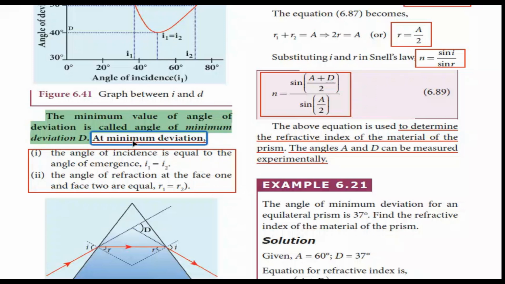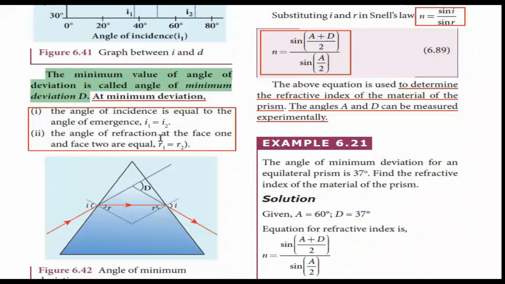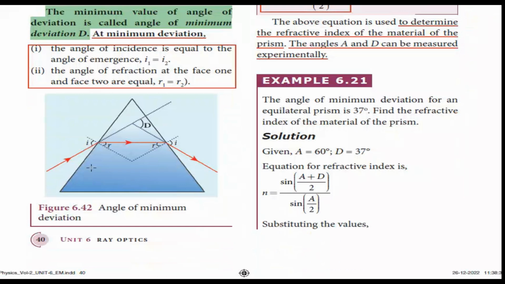And at minimum deviation position, we should consider 3 points. The first one is the angle of incidence I1 is equal to the angle of emergence I2. Then the angle of refraction at the face 1 and face 2 are equal. That means R1 will be equal to R2. So here this prism is kept at an angle of minimum deviation.